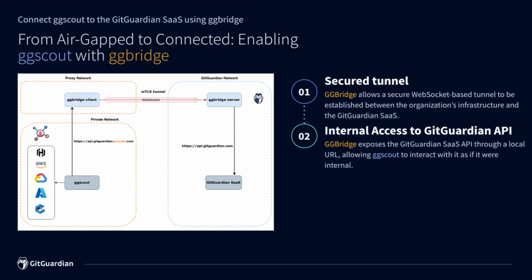Once the tunnel is established, ggbridge makes the GitGuardian API available through the private internal URL. So for ggscout, it's like the API is hosted inside the company network, even if the traffic goes to the GitGuardian SaaS. So this setup keeps the private network isolated while still enabling the integration with GitGuardian.